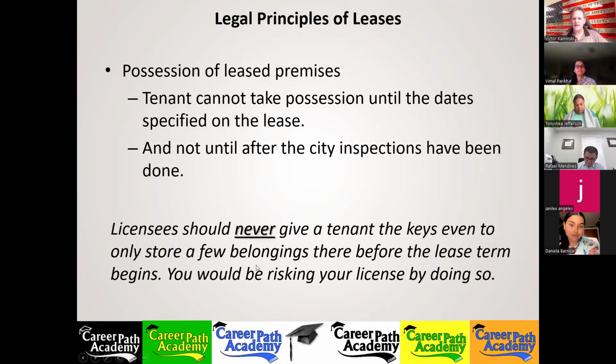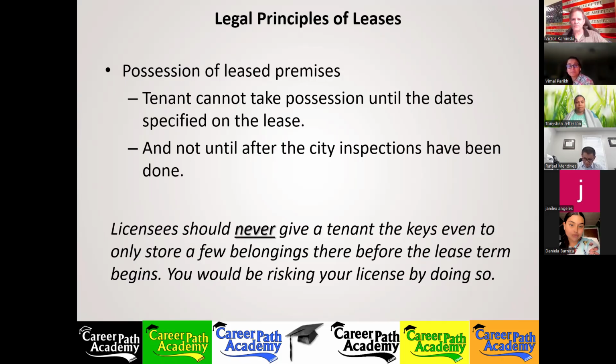Licensees should never give the tenant the keys, even just to store a few of their belongings in there before that lease. Even if they beg or plead, you've got to say no, because you're giving them possession. You've got to realize legally what you are doing. If you just open that door so they can put a bag in there so they don't have to carry it around in their car, you're giving them possession of the premises. Legally it's considered a possession, and the only way you get them out is by eviction.